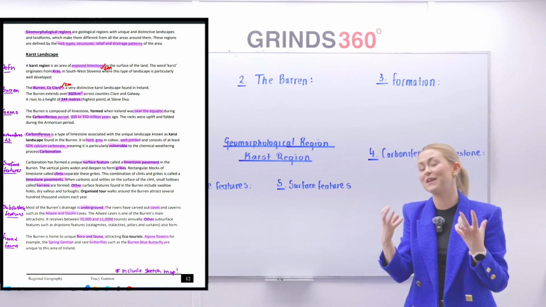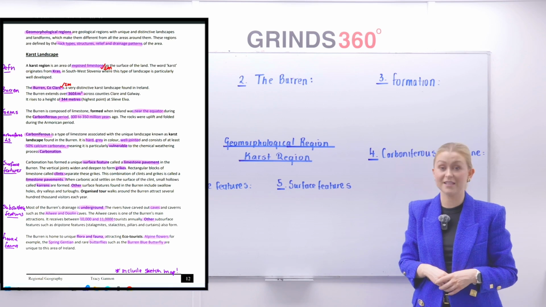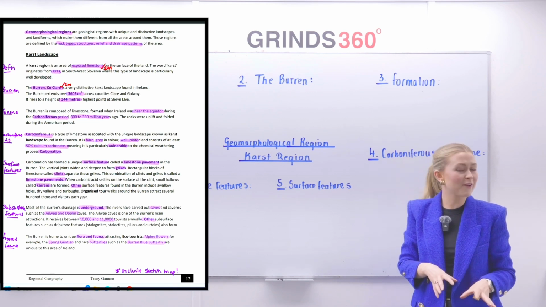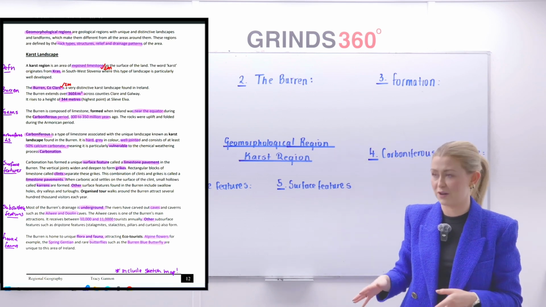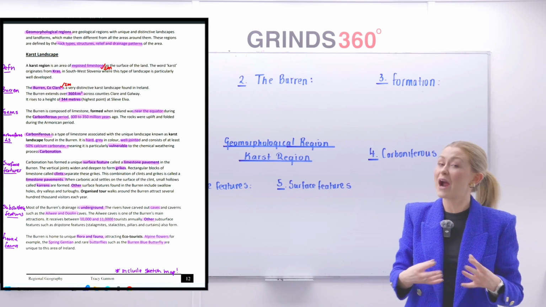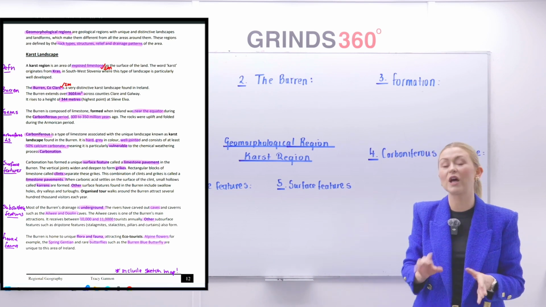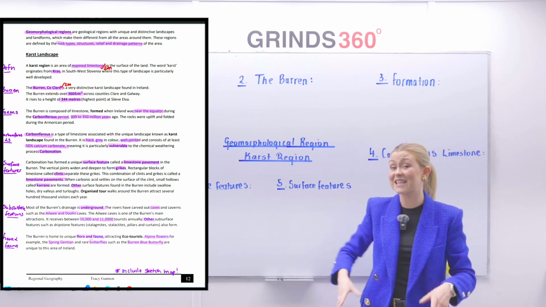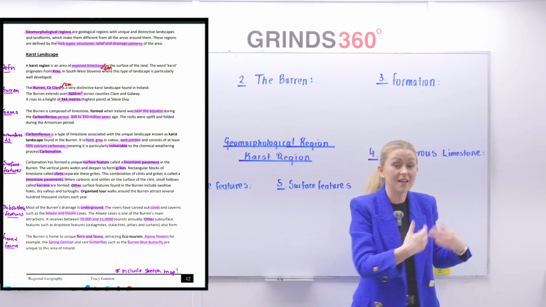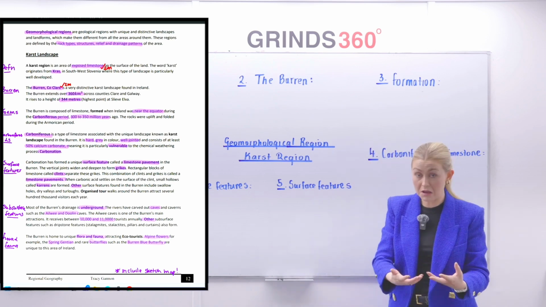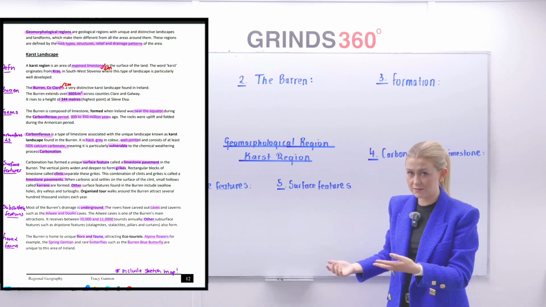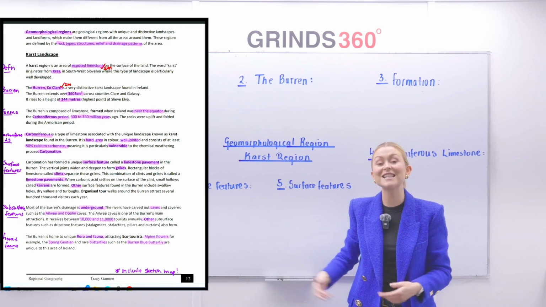Next on to Carboniferous limestone. Highlight the words Carboniferous limestone. Where did it get the name Carboniferous limestone? From the geological period it was formed in. Carboniferous limestone is the type of limestone associated with your unique landscape known as karst. It's, highlight, hard, highlight, grey, and highlight, well jointed. It's hard, it's grey in colour, and it's well jointed.